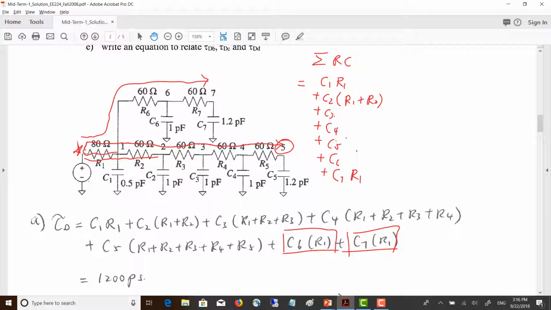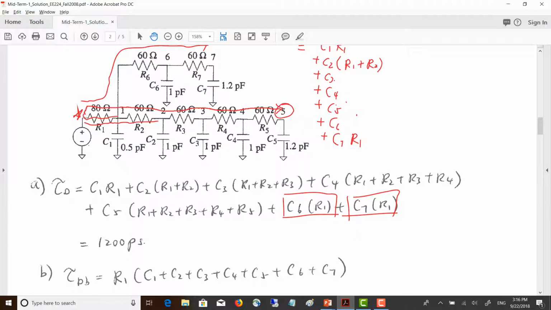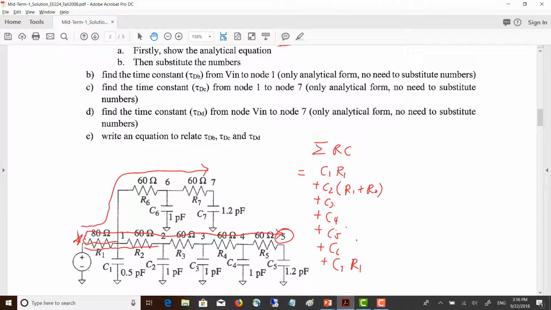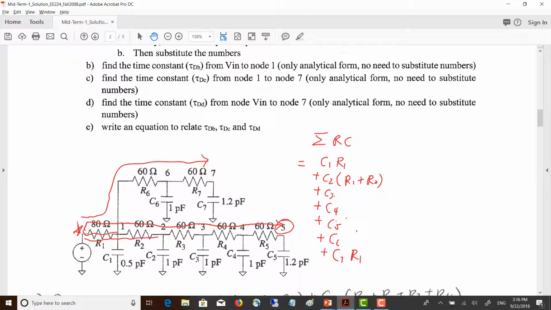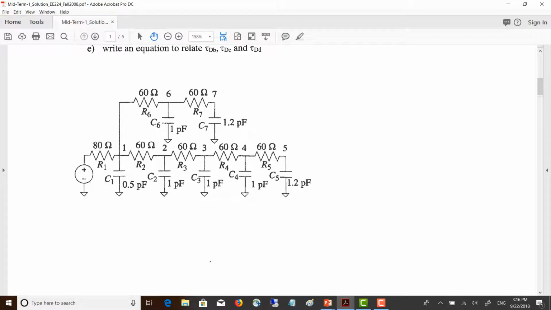Now, many people did this question well, but then they got stuck on the next question, asking what is the delay from V1 to node 1. So let me go to another figure that would be easier to see. Our goal is to ask what is the delay from V in to node 1. You cannot just say it is R1 C1.